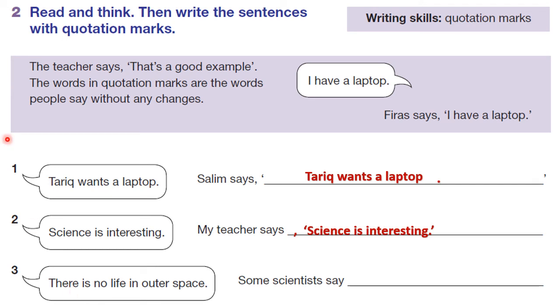Number 3 again. There is no life in outer space. Some scientists say, "There is no life in outer space." Notice the quotation marks here at the beginning and at the end, and the full stop is between them.